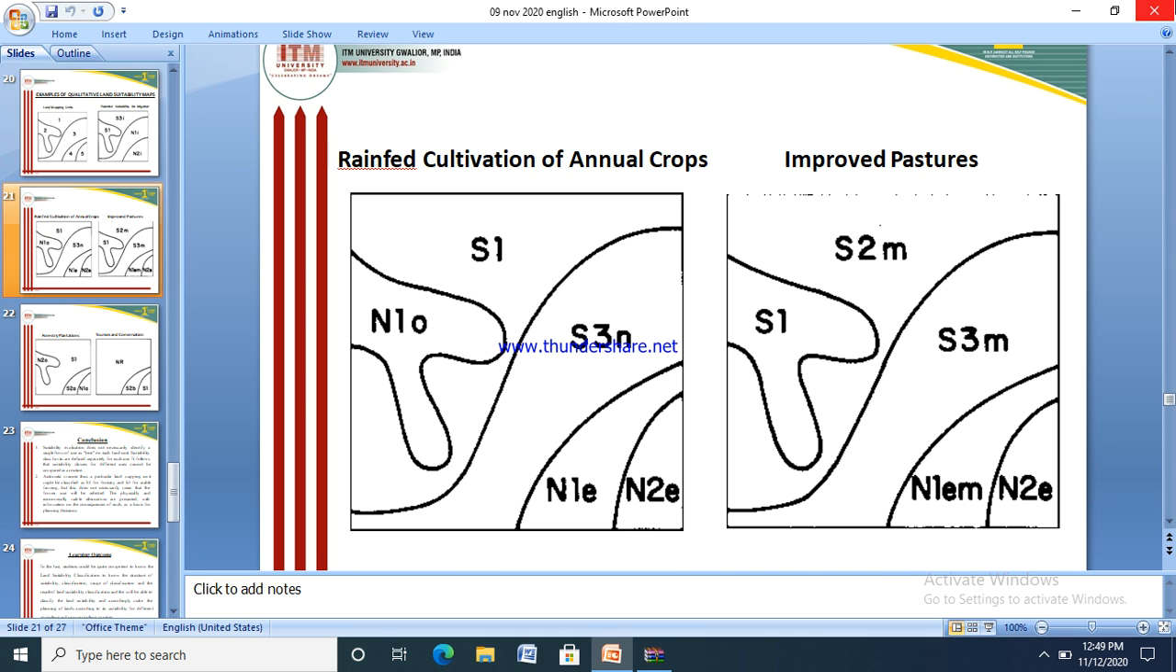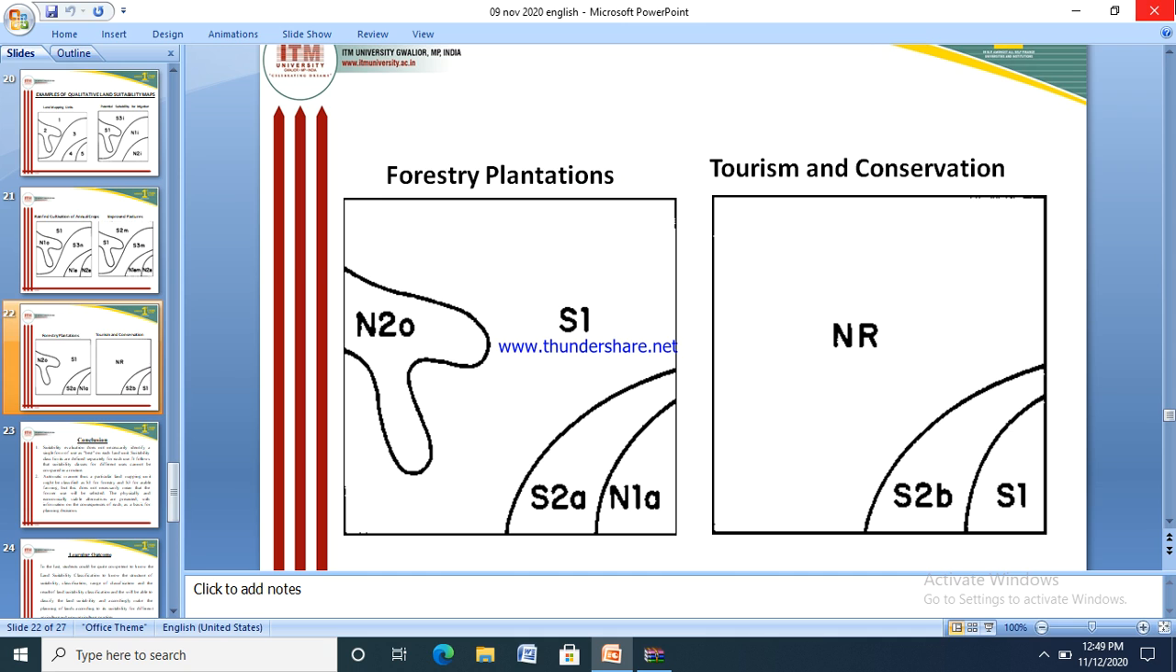Improved pastures, this is for the pasture. S2M, S1, S3M, N1EM and N2E, it is denoted by these terms. Forestry plantation, N2O, S1, S2. So this type of land suitability class is suitable for forestry, and there is also tourism and conservation, NR, natural resource management. So mostly it is suited for tourism, conservation and wildlife protection.